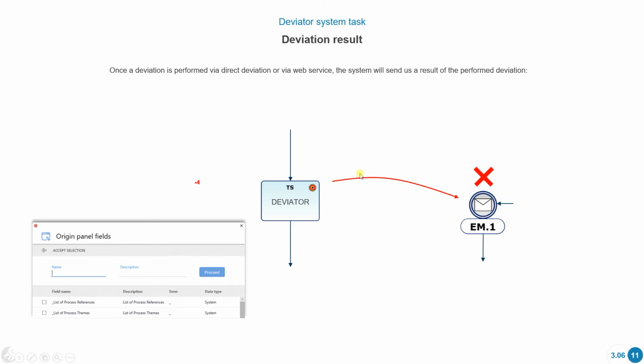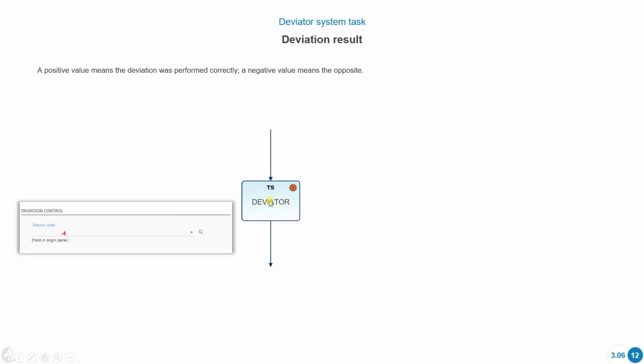When we configure this Deviator system task, we're going to see there's an option to decide in what panel field of the source process we want to store the return code. Once the flow goes through the system task, we can monitor the process and see if it gave us a negative or a positive number. If it gave us a positive number, it's because it was able to deviate with no problems. If it gave us back a negative number, that means we weren't able to deviate and we're going to have to check why this happened.